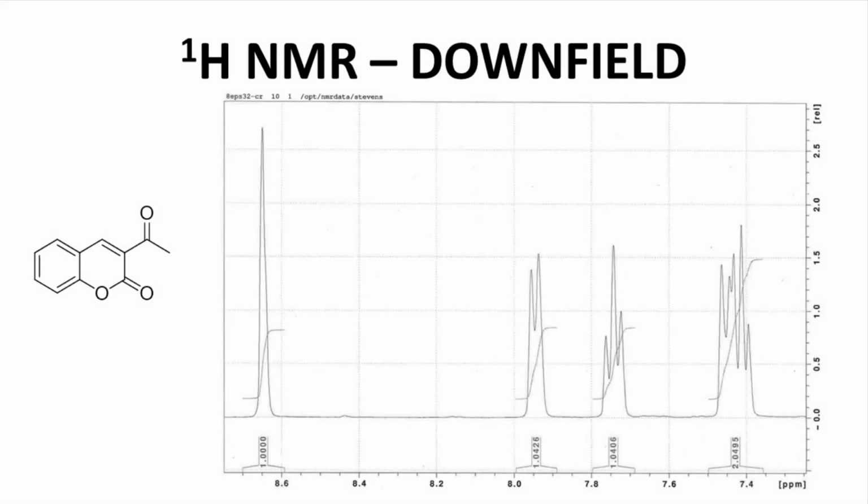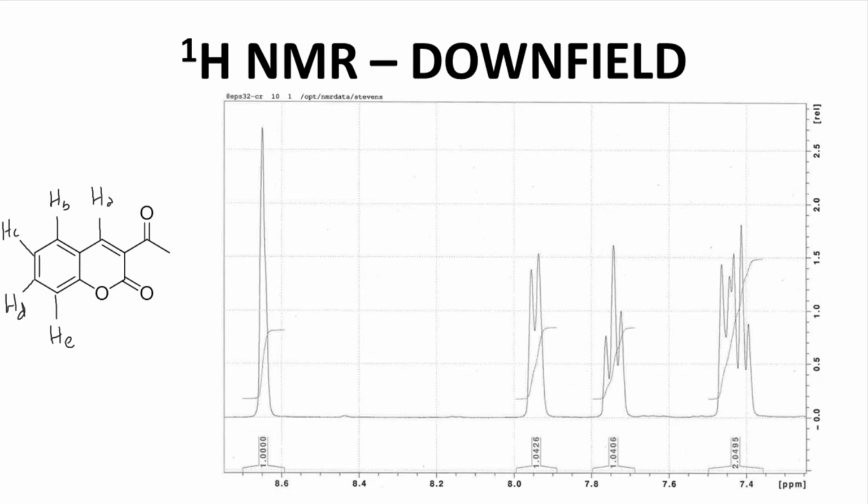The downfield region is far more interesting. We have 5 hydrogens total. 1, 2, 3, 4, 5. And 1, 2, 3, 4, 5. So everything is here.